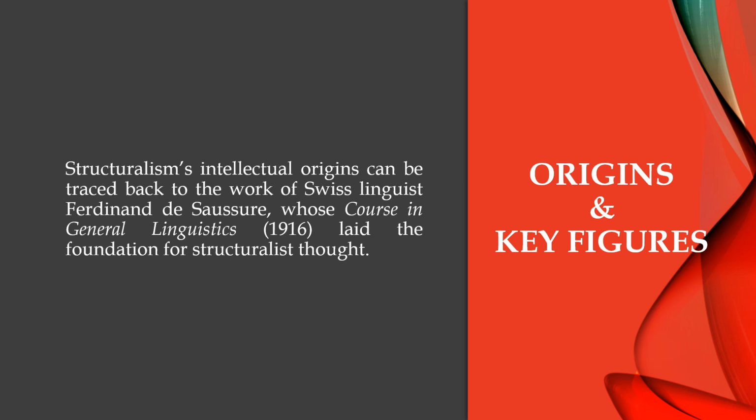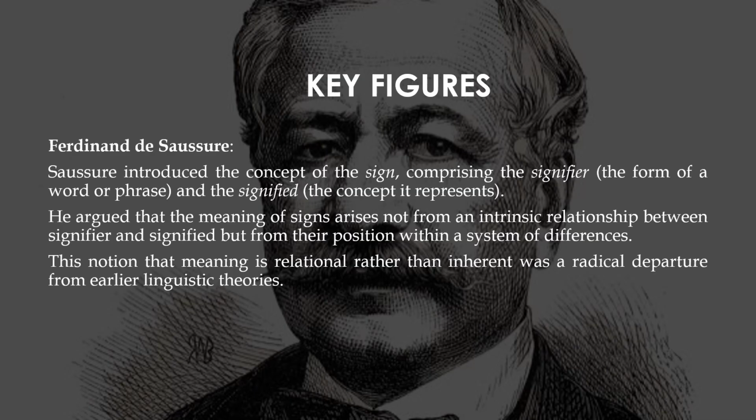Moving on to the key figures, to begin with, Ferdinand de Saussure is the foundational figure of structuralism, and he introduced the concept of sign that comprises the signifier, that means the form of a word or phrase, and the signified, the concept it represents. He argues that the meaning of signs arises not from the intrinsic relationship between signifier and signified, but from their position within a system of differences. So this notion that meaning is relational rather than inherent was a radical departure from earlier linguistic theories.